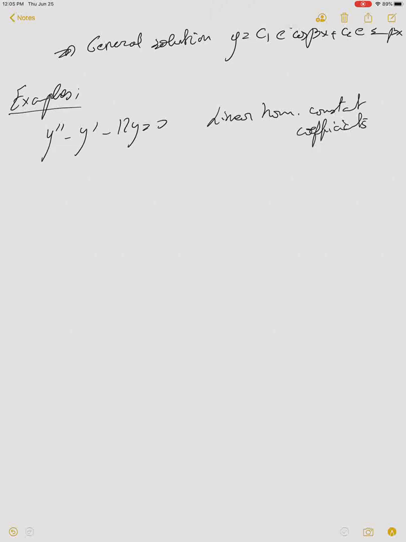So what is the auxiliary equation? It is m squared minus 1 times y prime minus m minus 12 equal to 0. Okay. And now I calculate delta and I solve, or I try things.